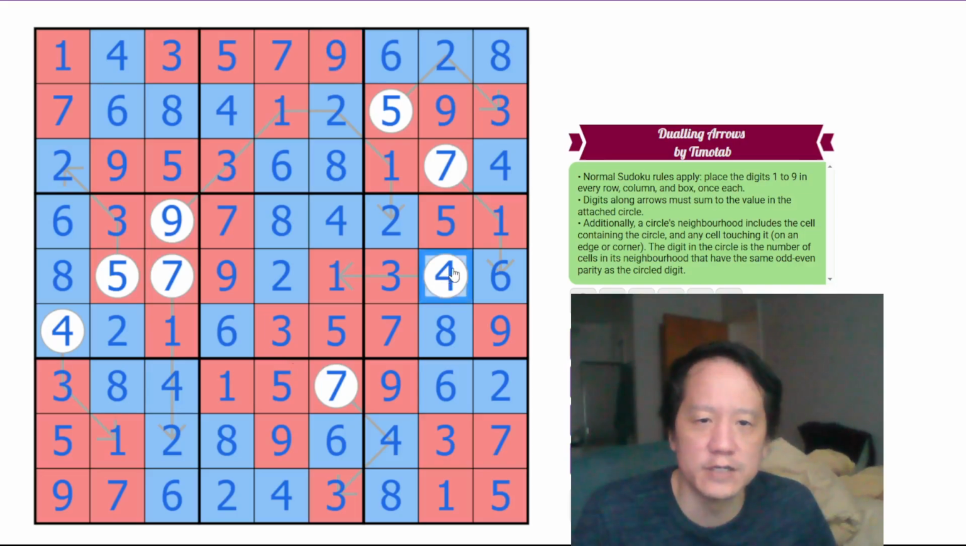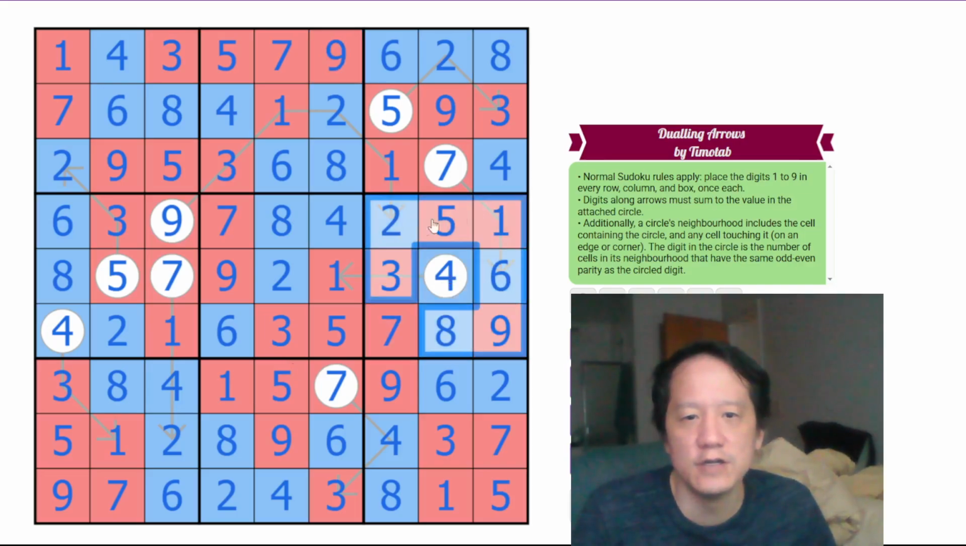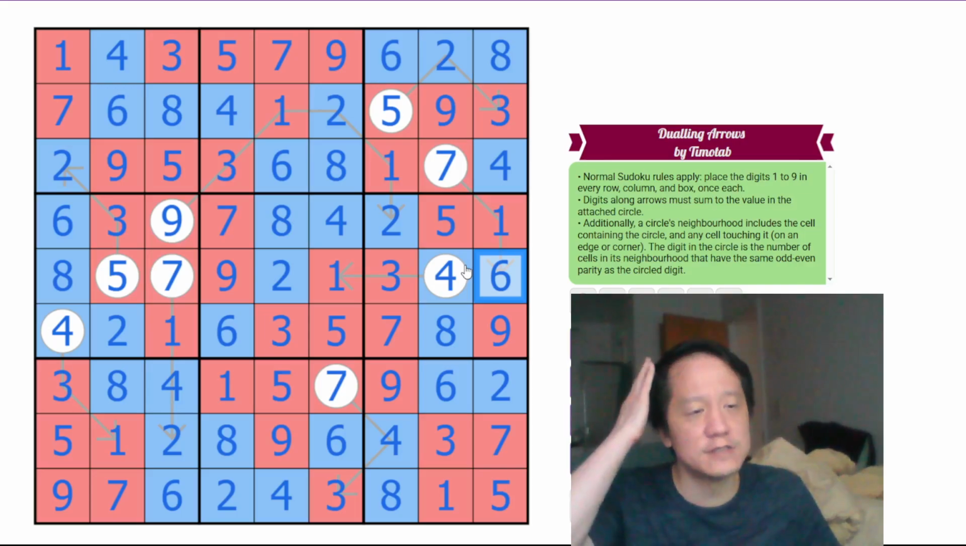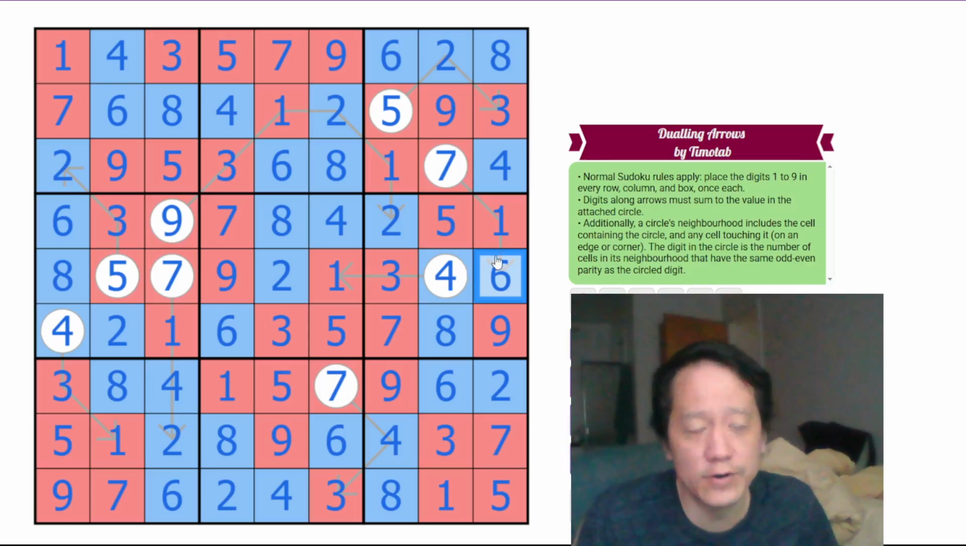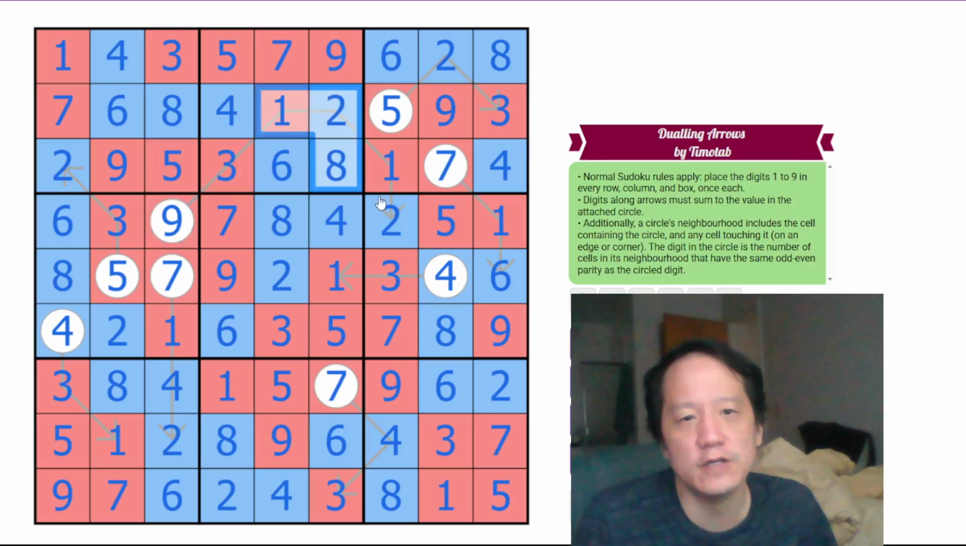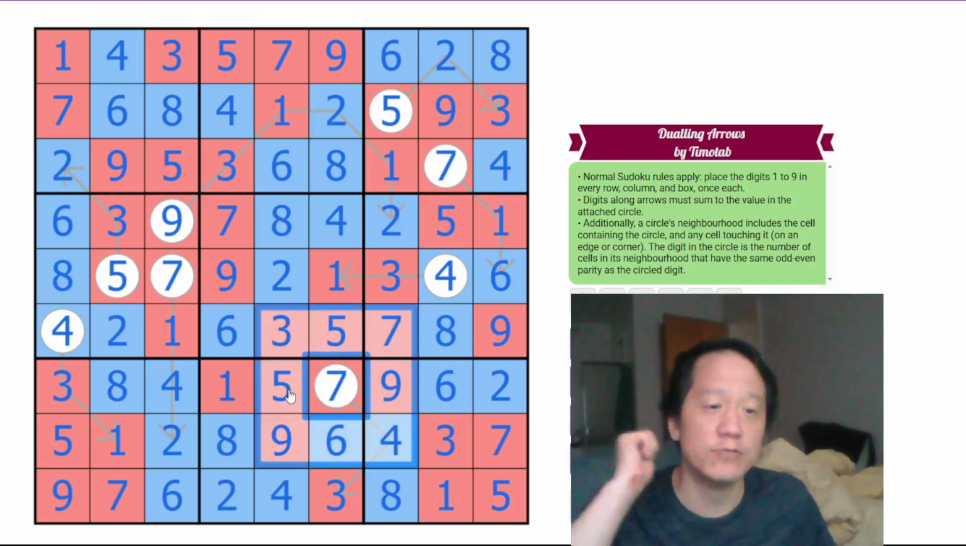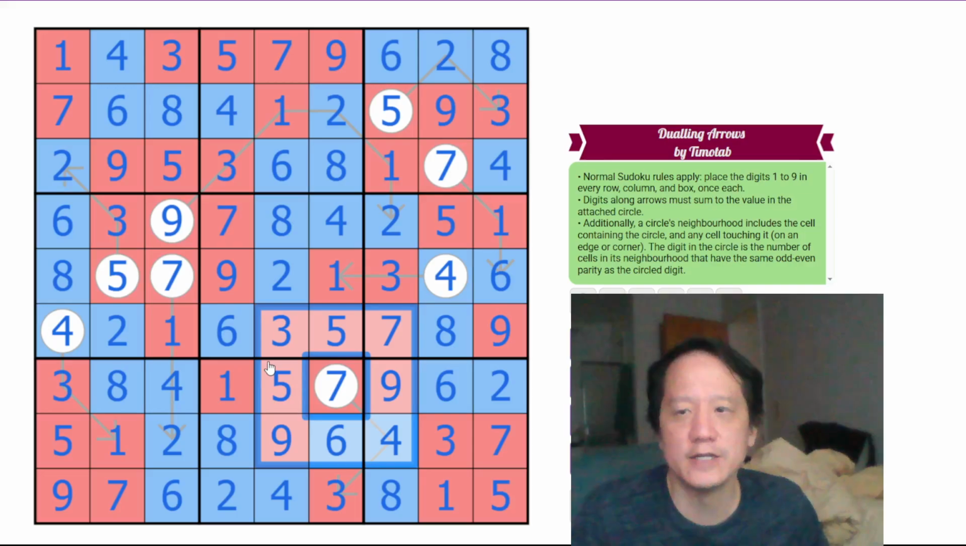Pretty cool, actually. I really liked how the circle with its neighborhoods interacted with the arrows. It flowed very well. It was just cool, actually, the interaction between the odd and even parities with the arrows. Very cool puzzle, actually. I really enjoyed this puzzle, and I'm glad I did it.